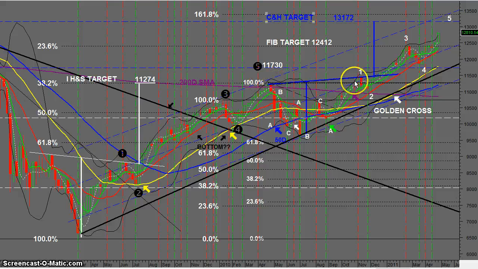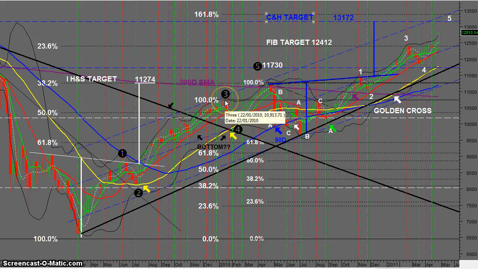The only thing that concerned me was the second top was a little bit higher. So if we did take it as a cup and handle, well, let's just say it is because it's looking that way at the moment. Target would be up here at 13,172. Roughly around about, okay.